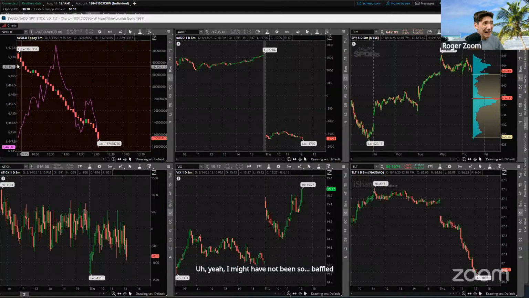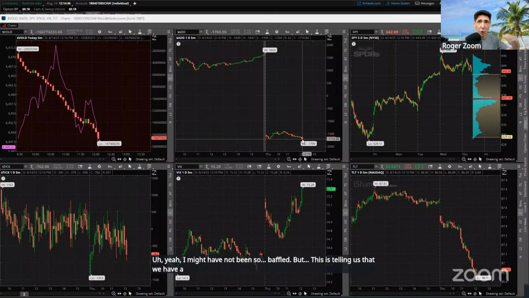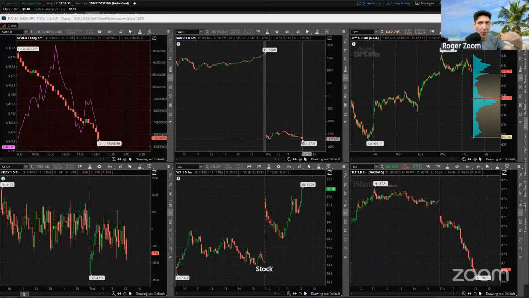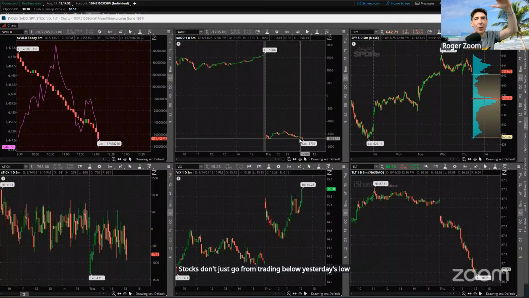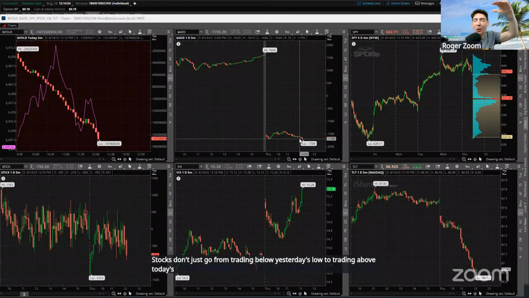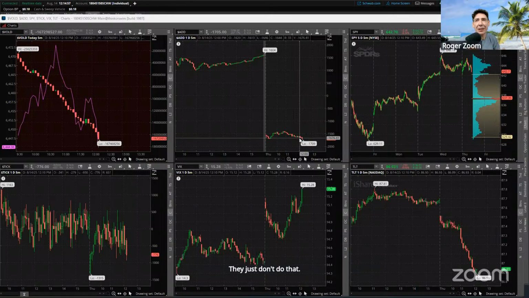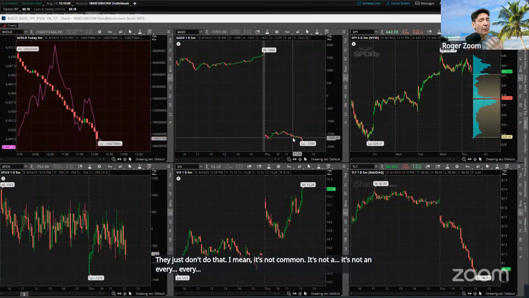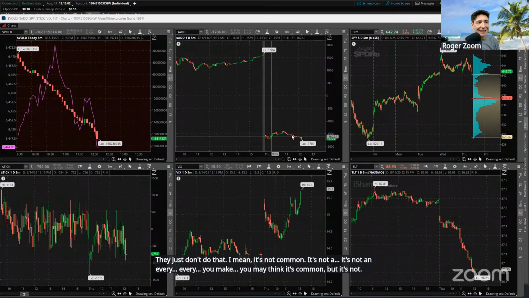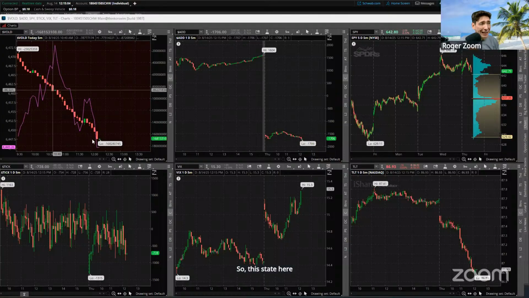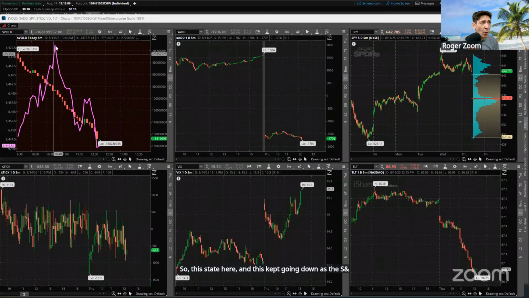But this is telling us that we have a hell of a lot of stocks trading below yesterday's low. Stocks don't just go from trading below yesterday's low to trading above today's high. They just don't do that. I mean, it's not common. You may think it's common, but it's not. So this stayed here, and this kept going down as the S&P kept going up.